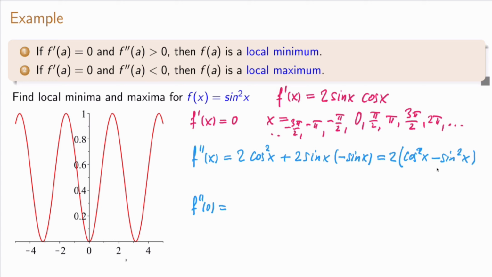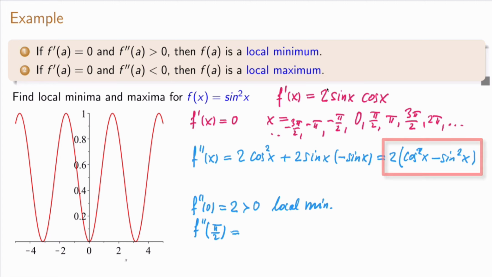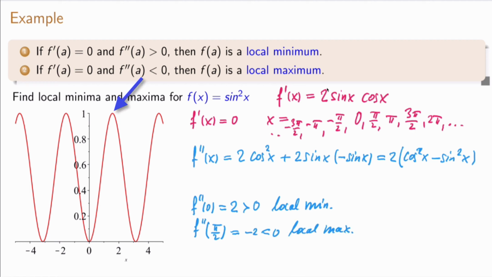So f double prime at 0 is what? So we sub it in here. Cosine of 0 is 1, sine of 0 is 0, so this is 2, which of course is positive, so we have a local minimum. Second derivative positive is concave up, smiley face, so it's a minimum. Let's do the next point. F double prime at pi over 2. Again, we sub it into f double prime. This time cosine square is 0. And sine of pi over 2 is actually equal to 1. So then we have minus 2, which is less than 0, and we have a local maximum, which is right here.